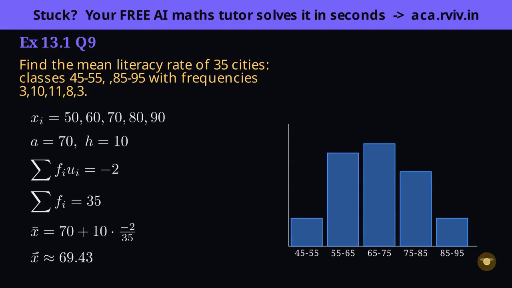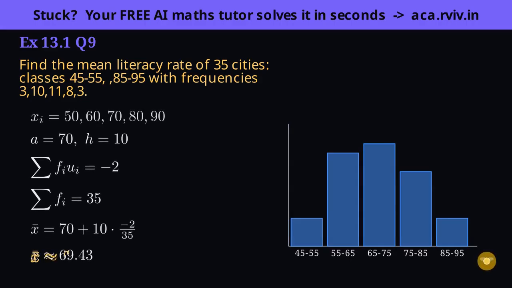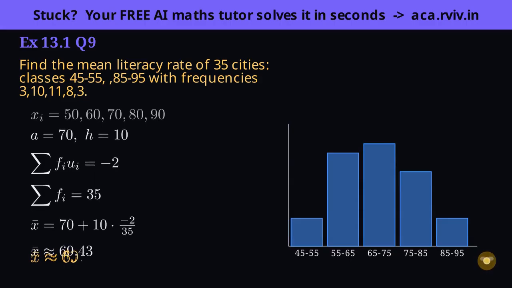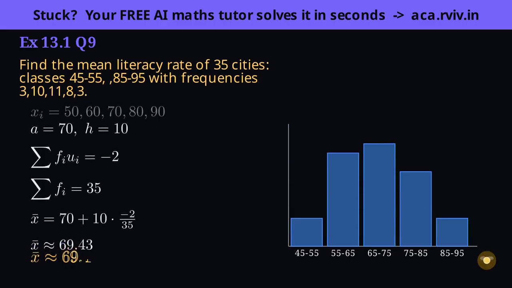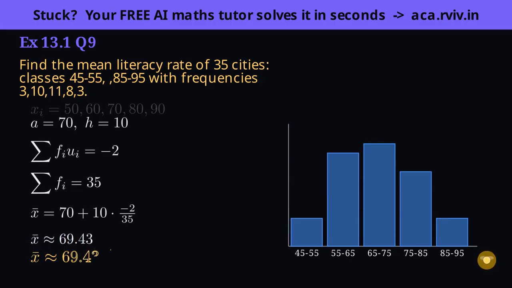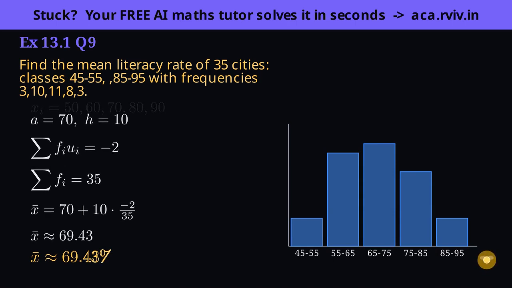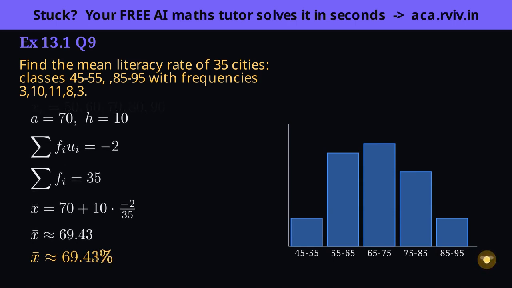So notice the mean landed just below our assumed 70, exactly what a small negative sum of f_i u_i predicts. That's the quick self-check. The sign of the sum tells you which side of a the answer must fall on, before you even finish the arithmetic.